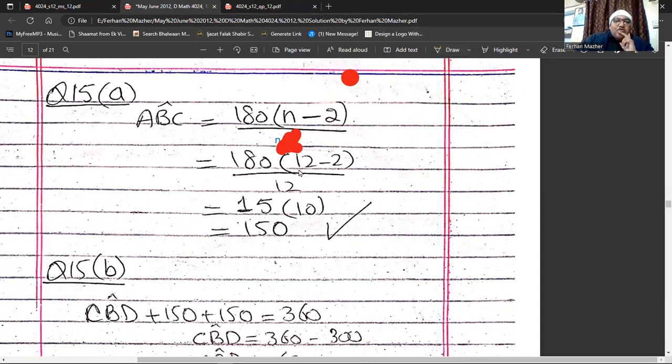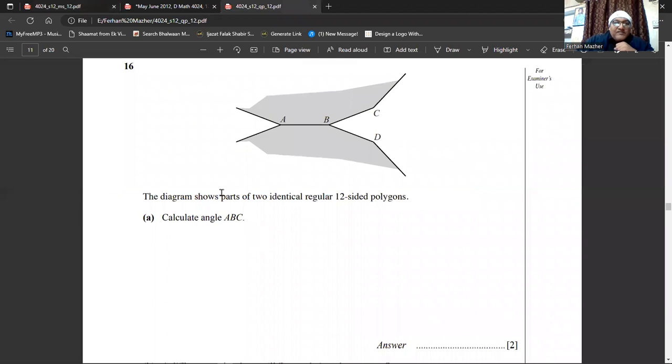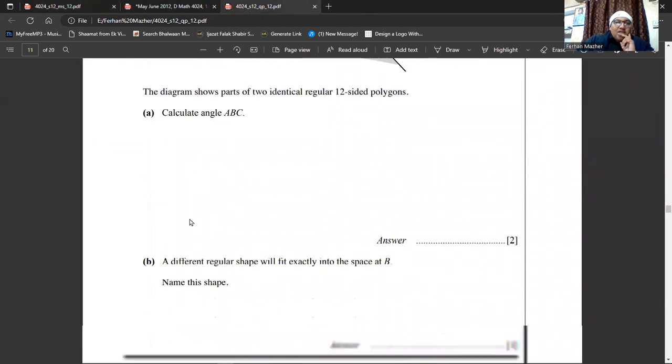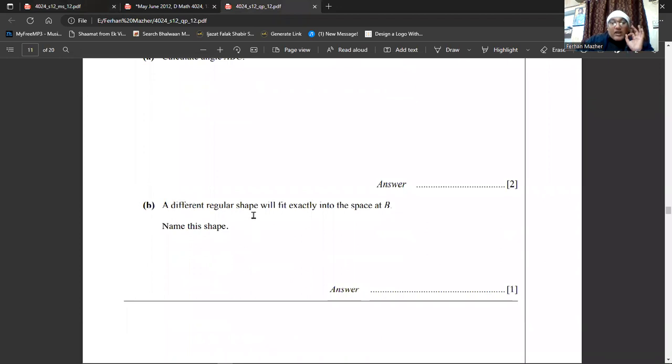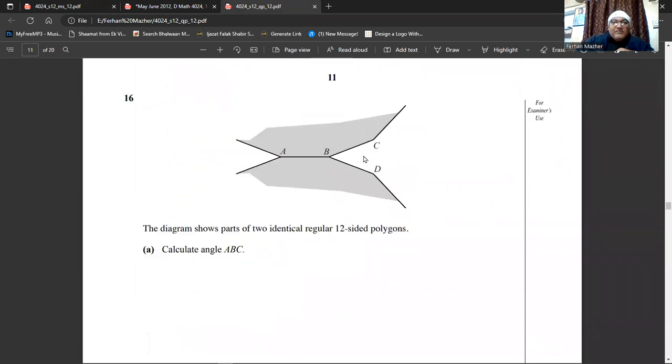So 180 into 12 minus 2 divided by, in the place of n, I will put 12. So it will be 12, 15 times is 180. So 15 into 10 will be 150. So the angle ABC will be 150. Then they say a different regular shape will fit exactly into the space at B. Name this shape. So what shape can be fit here?